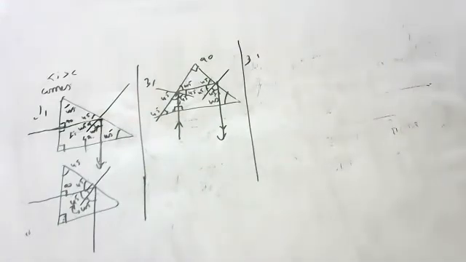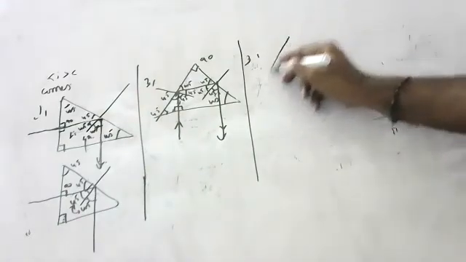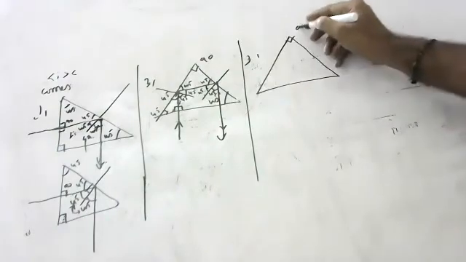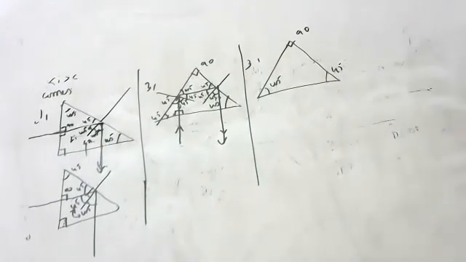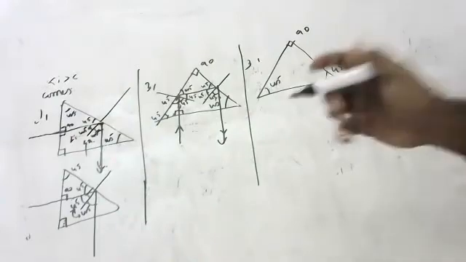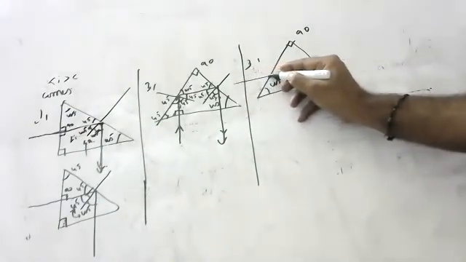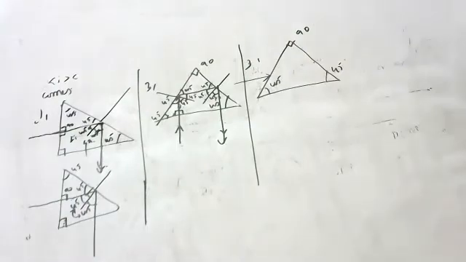One more question, children. Same 90, 45, 45. This is 90, this is 45, this is also 45. Okay, so what is the question is, light rays are coming like this, children. See here, light rays are coming like this.